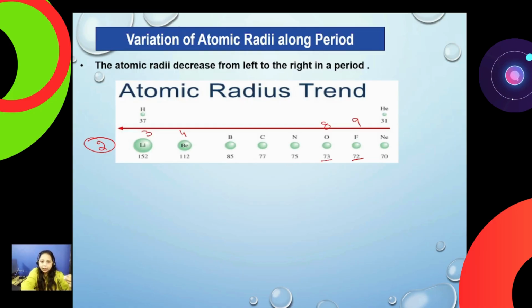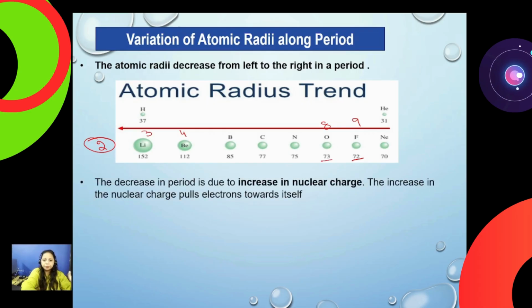The electronic charge is very high in fluorine as compared to lithium. Now, if the electronic charge is very high, it means there is much attraction between the particles, or you can say between the nucleus and the outermost electron. The attraction is much higher as compared to lithium.